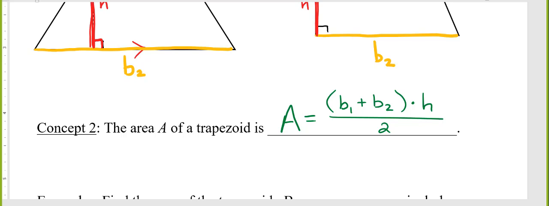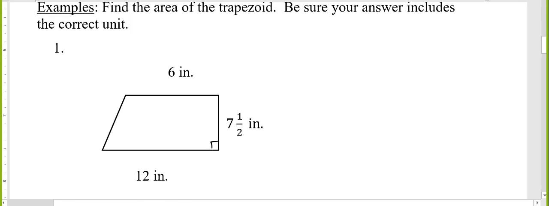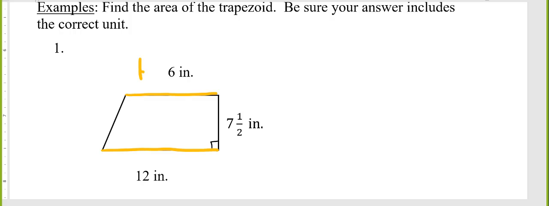So let's go do some examples. Number 1, where are the 2 bases? Here and here. Base 1 is 6 inches, base 2 is 12 inches. The height is 7 inches. 7.5 inches. Ooh, good catch. Okay, I'm going to convert that to decimal. So my H is going to be 7.5.